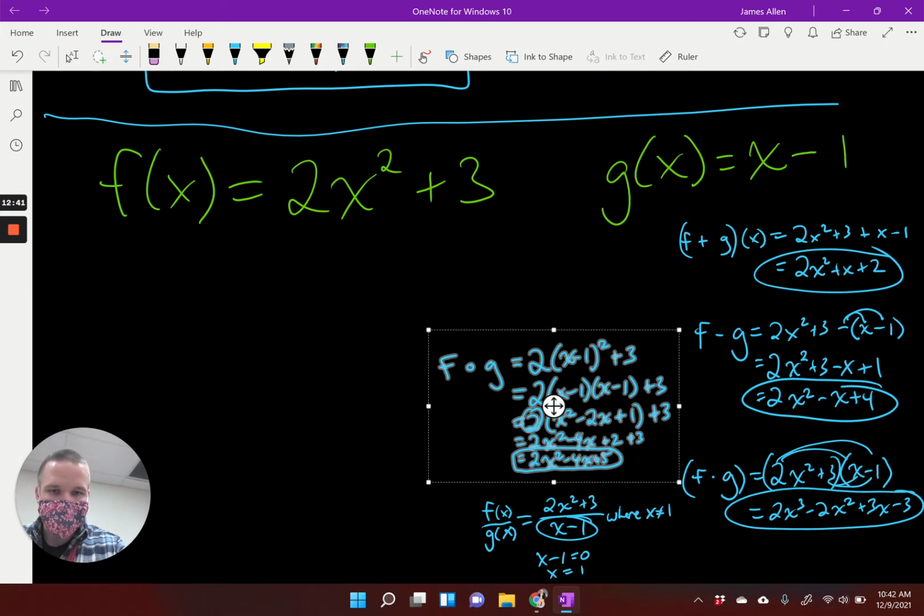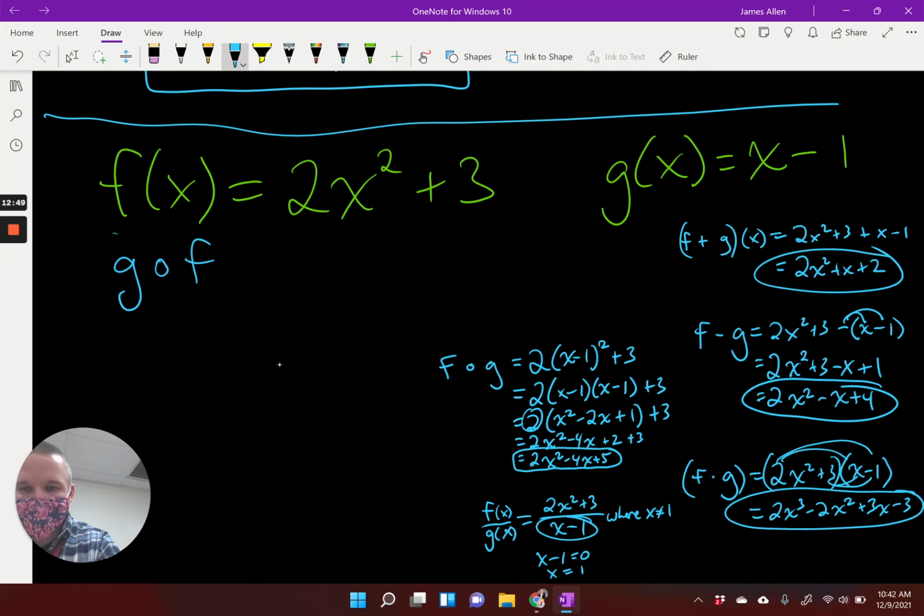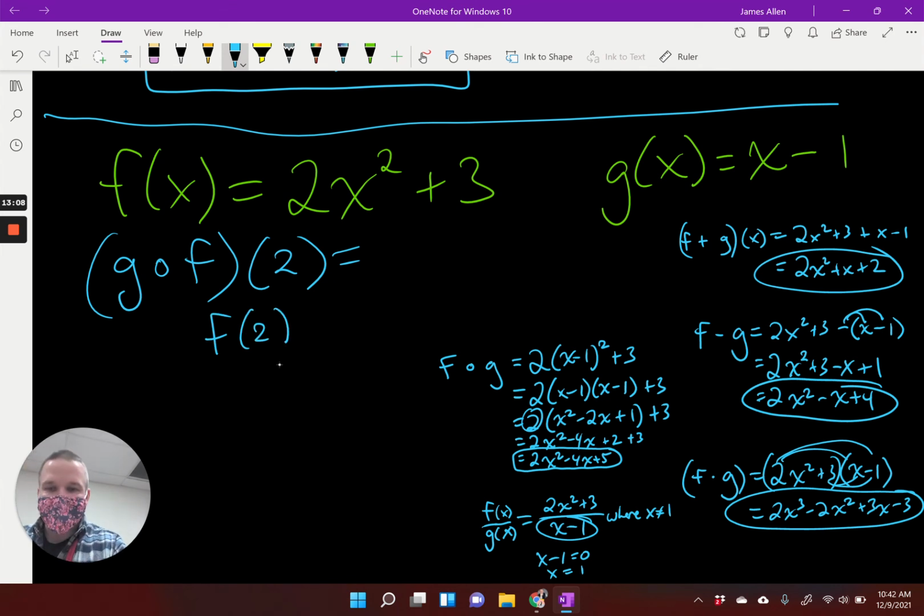All right. And then last one for compositions here, or for operations of functions. So let's say we have, I'm going to switch it up, g of f of 2. All right. So what do we do here? There's a couple options. You could get the composition and then substitute 2 in, but my personal preference is I'm going to plug 2 into my f function first, okay? So I'm going to do f of 2. That's going to give me 2 parentheses 2 squared plus 3. So I'm going to have 2 squared is 4 times 2 is 8 plus 3 gives me 11.